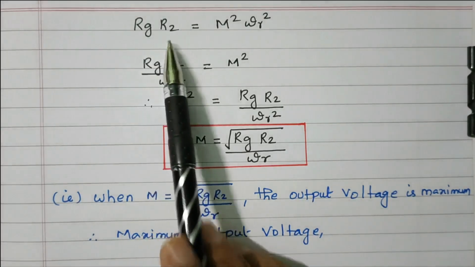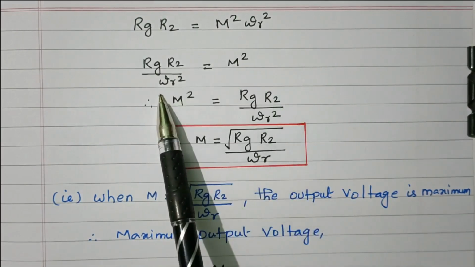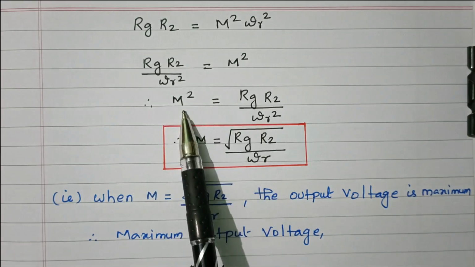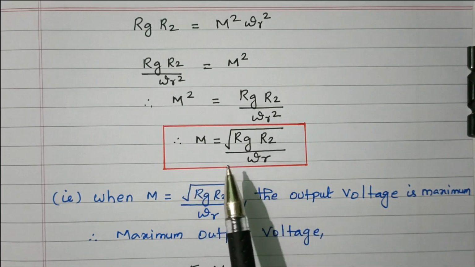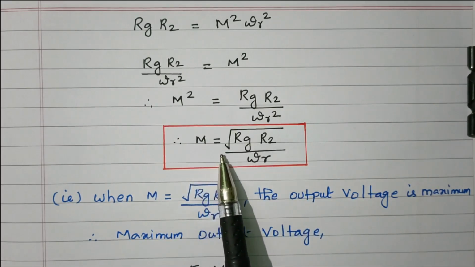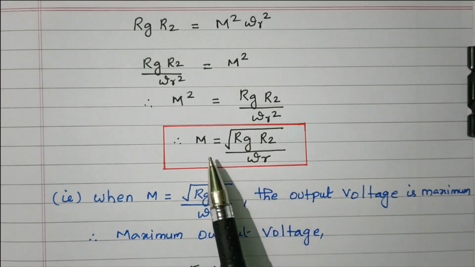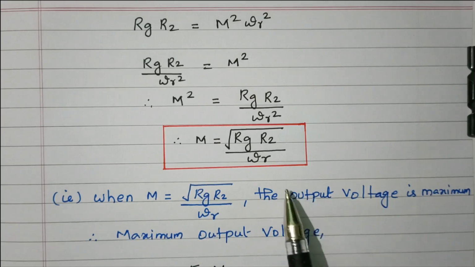So that Rg R2 equal to M square omega R square. Bring this omega R square in the denominator, this side. So that M square equal to Rg R2 divided by omega R square. Now take square root on both the sides, so that M equal to square root of Rg R2 divided by omega R. So this is the value we got. So when M equal to square root of Rg R2 divided by omega R, the output voltage is maximum. So this is the condition.